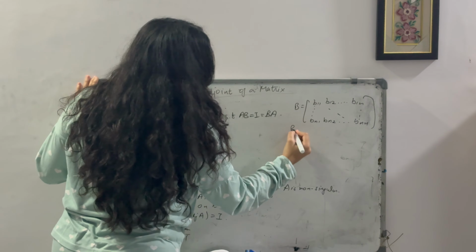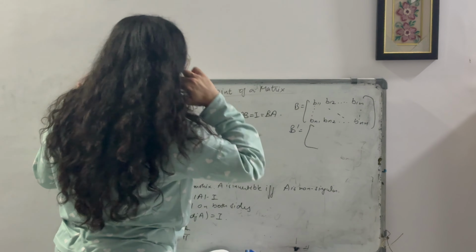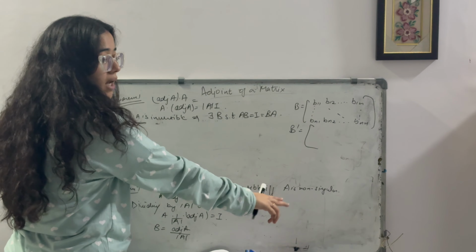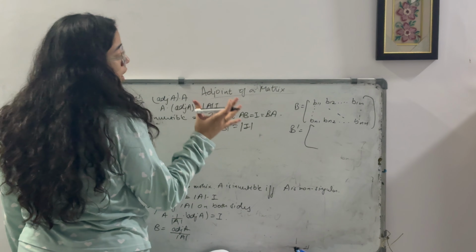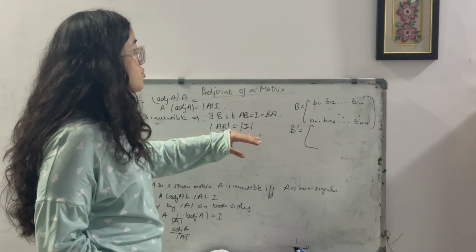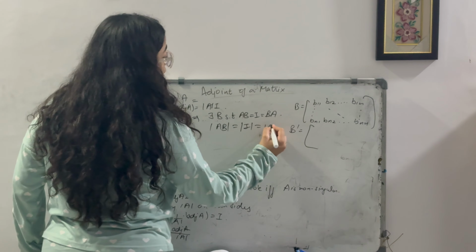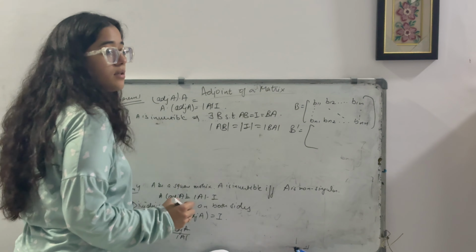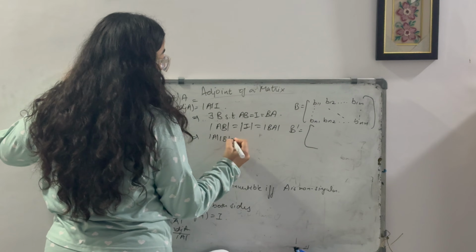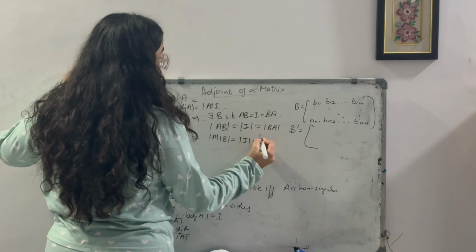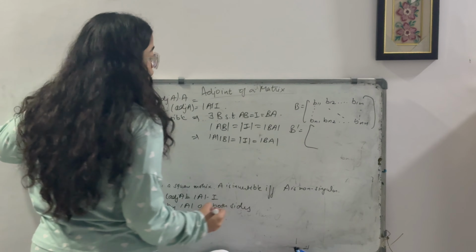Then can I form a B dash? Why? Because we have to show that A is non-singular. So now we can say determinant of AB is equal to determinant of I, which is equal to determinant of BA. So this implies that determinant of A into determinant of B is equal to determinant of I, which is equal to determinant of B into determinant of A.